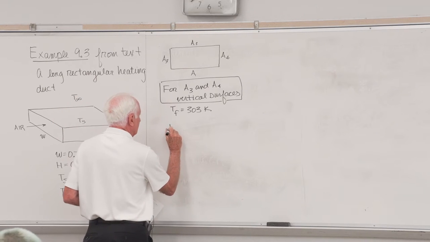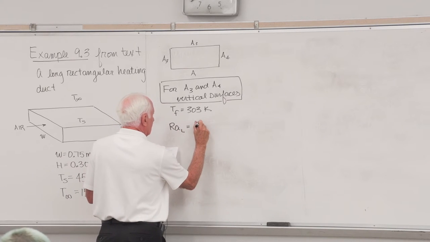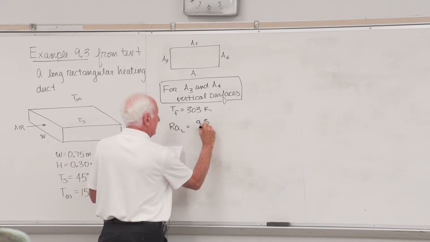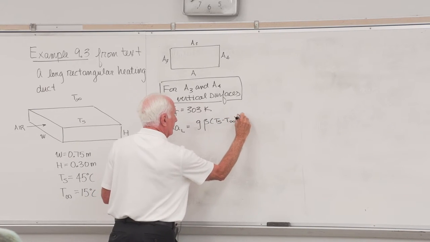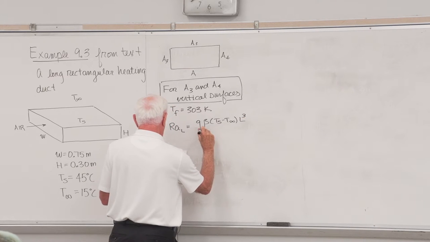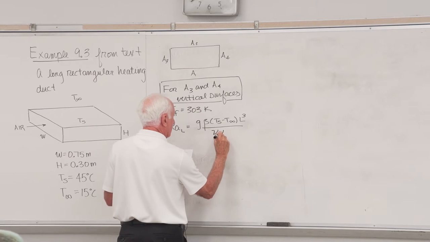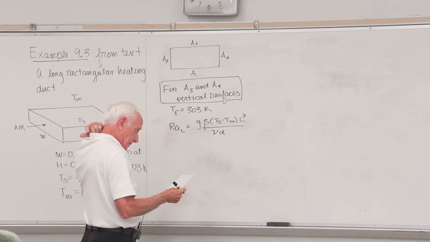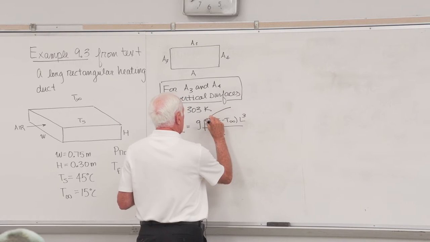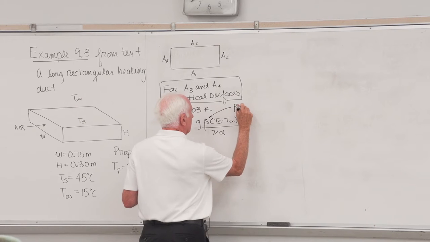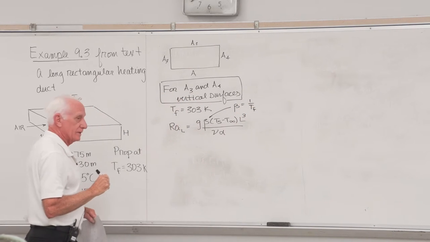Okay, the Rayleigh number, L, g beta L cubed divided by nu alpha. g is 9.81, beta is 1 over T film, 1 over 303.